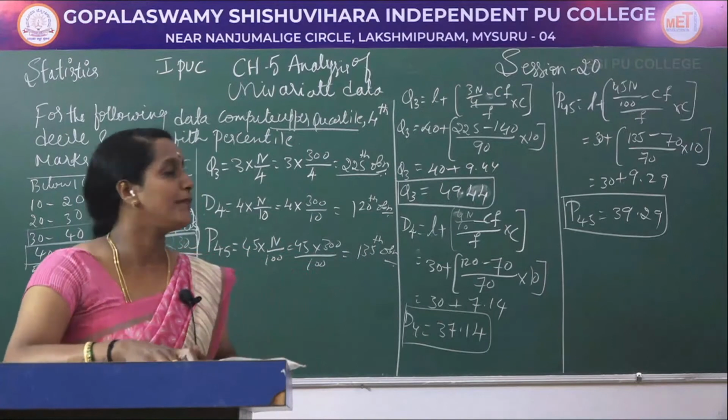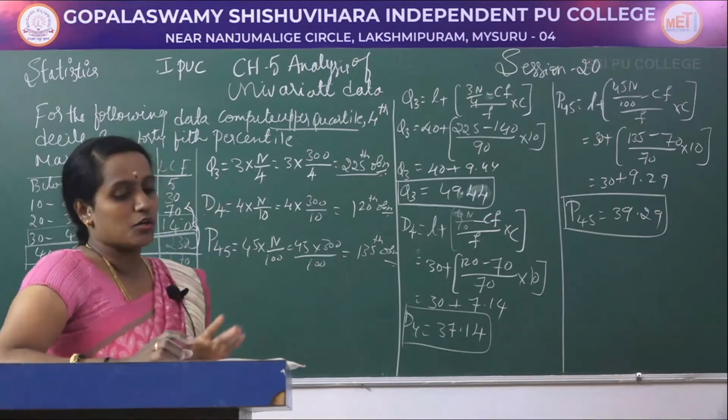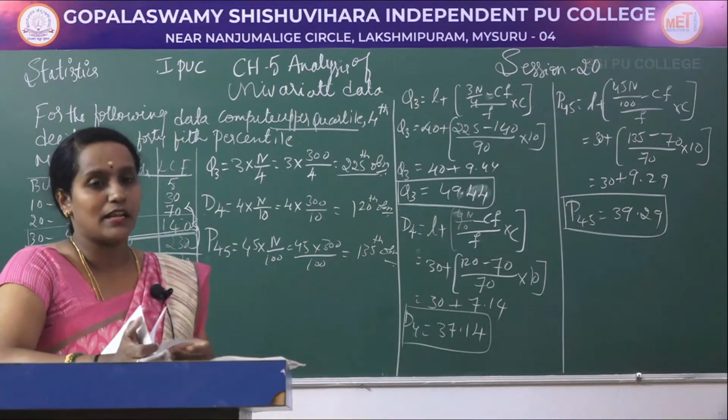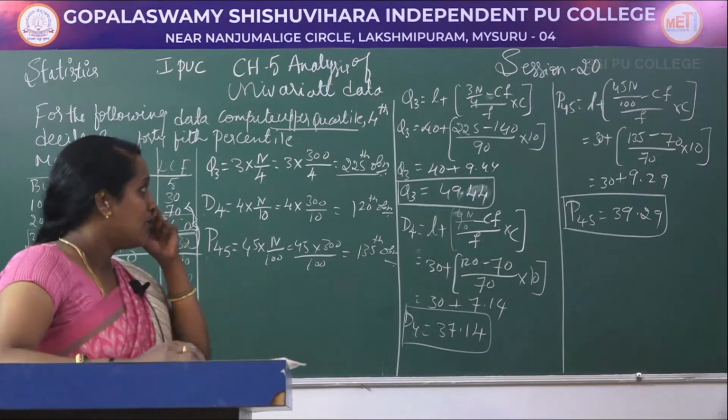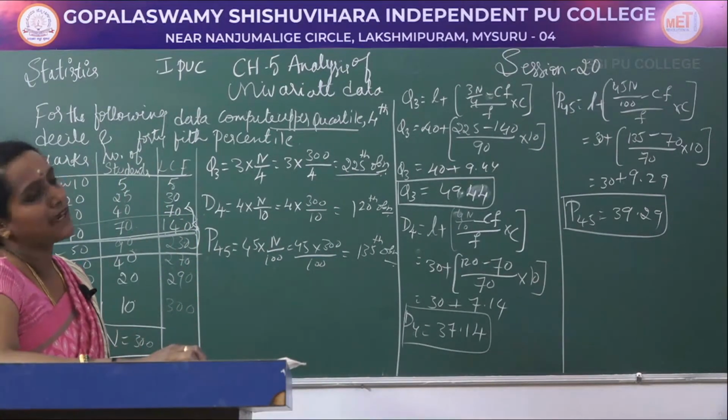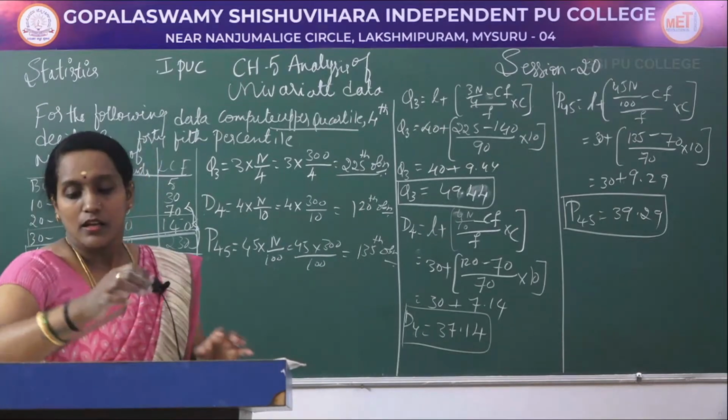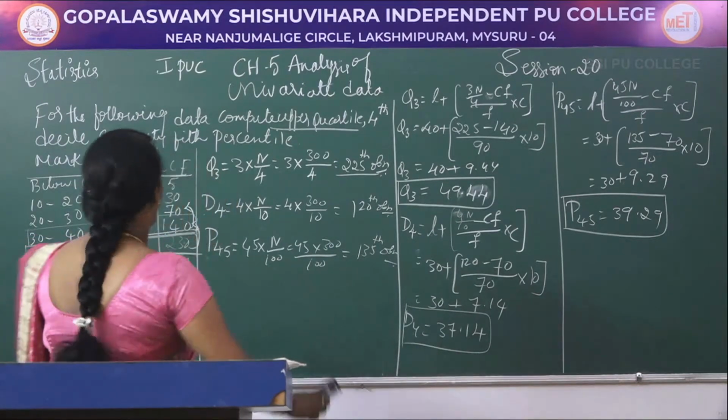So this is how we will calculate the quartiles, deciles, and percentiles for a particular class interval problem. That is measures of position, or the partition values. Let's solve some other problems.